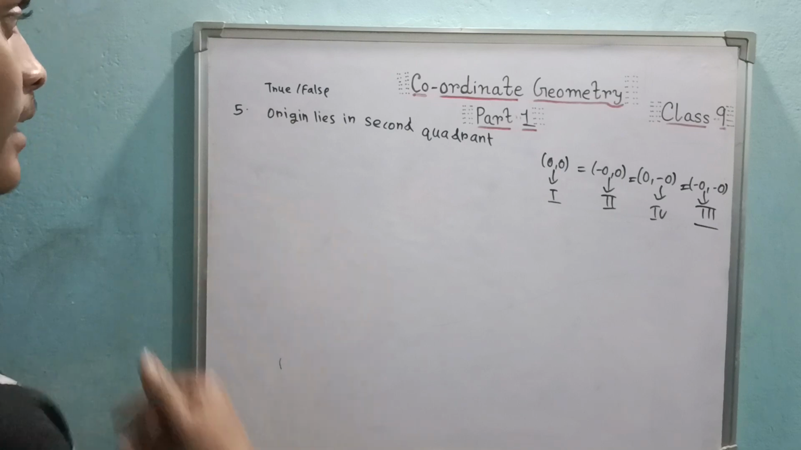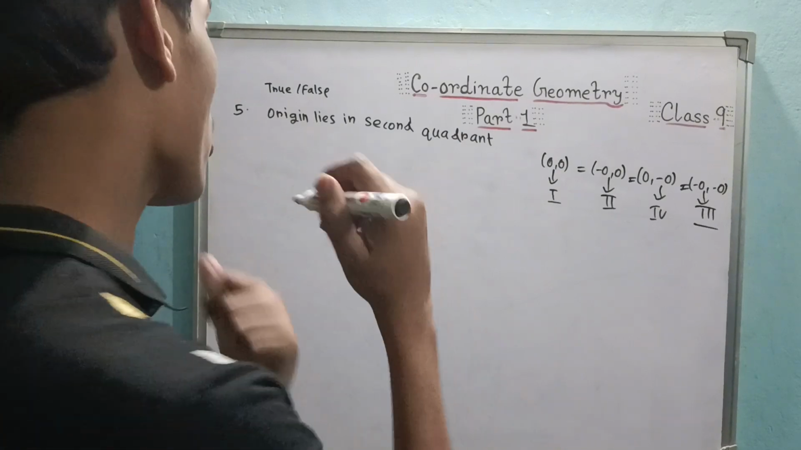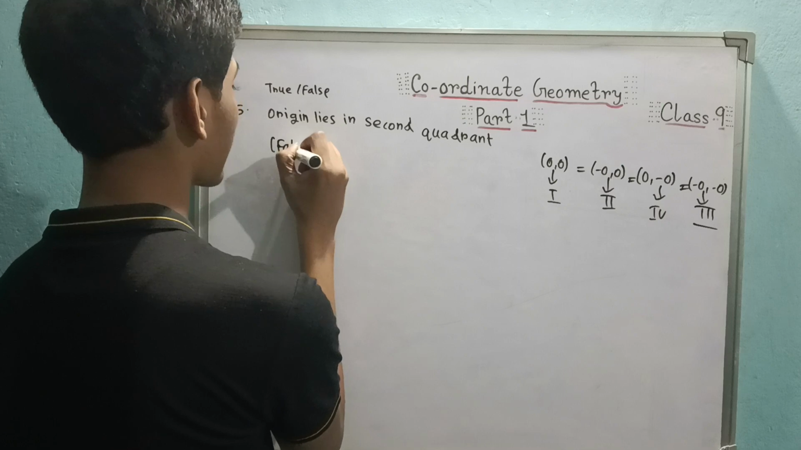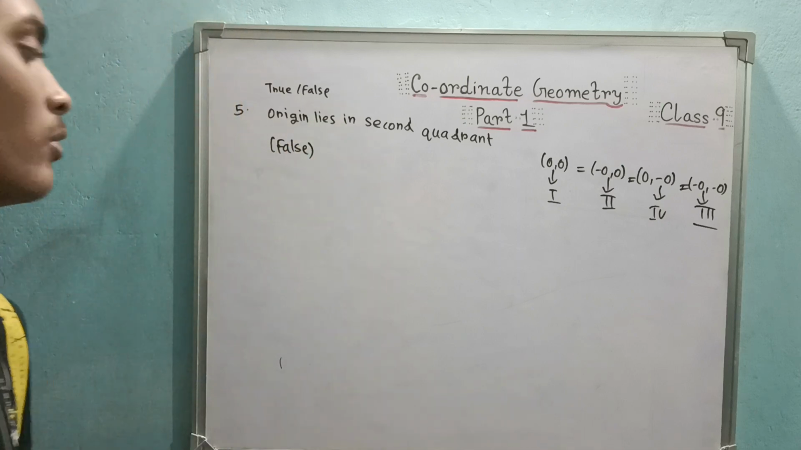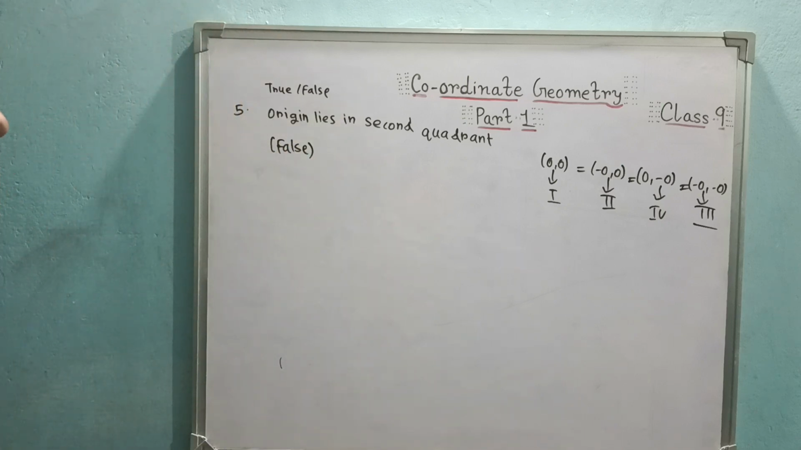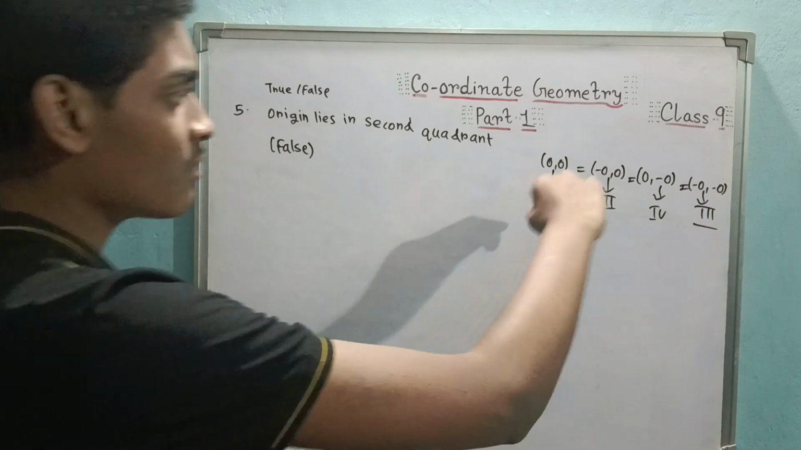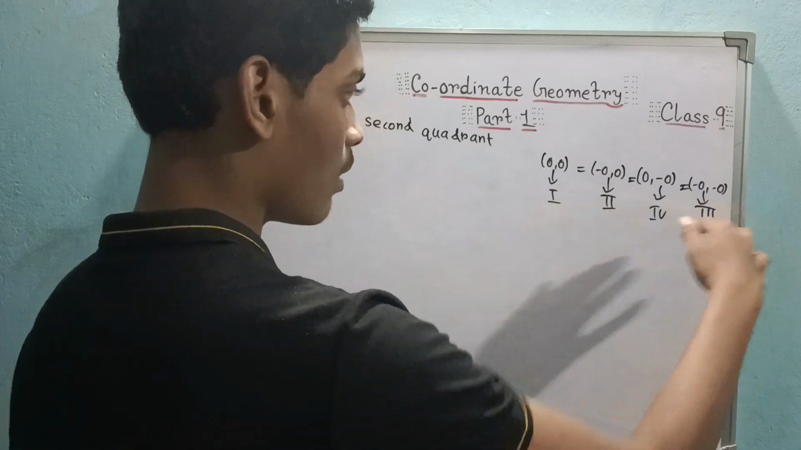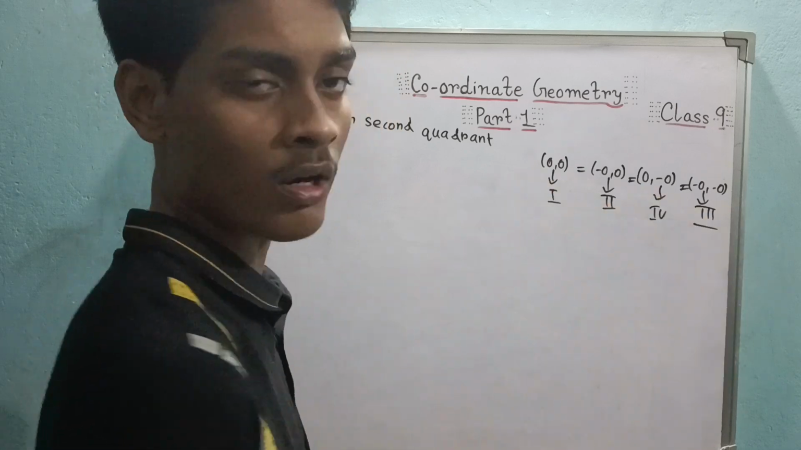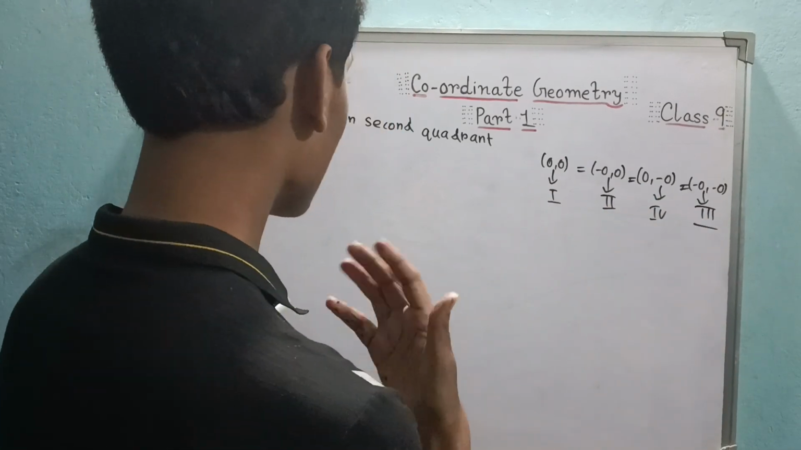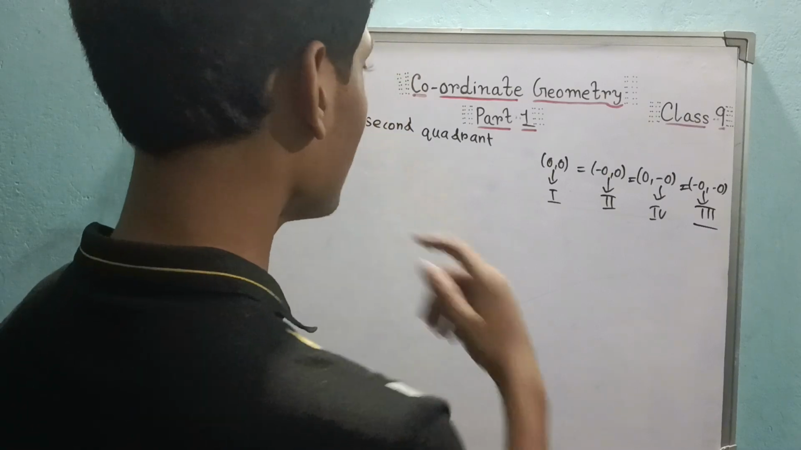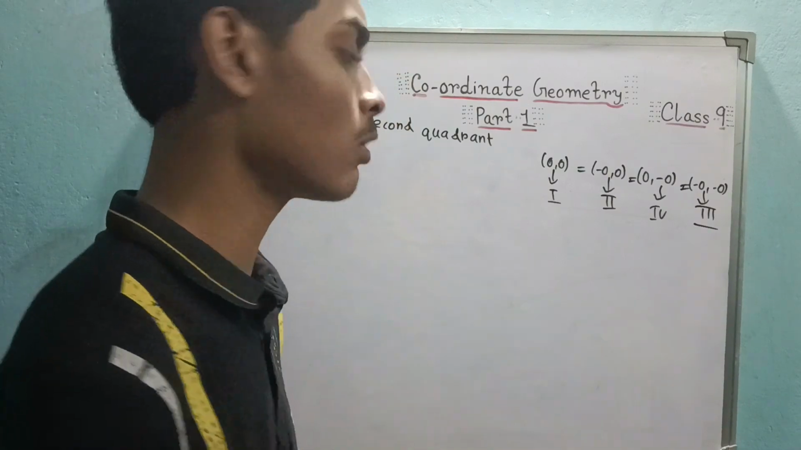Why are you telling me it's lying in the second quadrant? False. It's a false statement. You know this, 0 can be minus 0. 0 equals minus 0. So if I assume that 0 equals minus 0, then I can write it in 4 ways. By changing the signs, I can place the origin in 4 quadrants. So actually it doesn't lie in the second quadrant, it lies in all the quadrants.